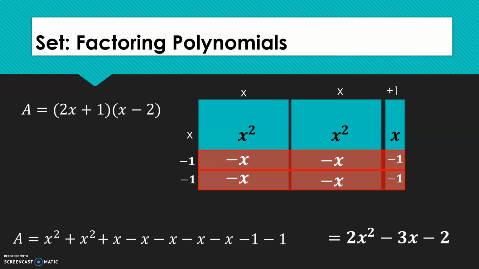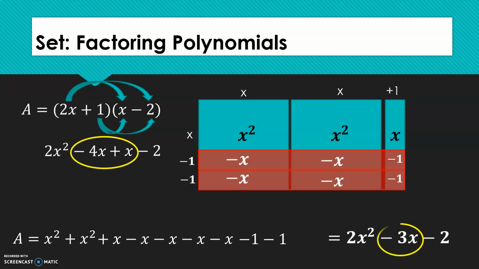Let's use FOIL to check this method. 2x times x is 2x squared, and 2x times negative 2 is negative 4x. 1 times x is plus x, and 1 times negative 2 is minus 2. We combine our like terms in the middle, and we get the standard form 2x squared minus 3x minus 2.